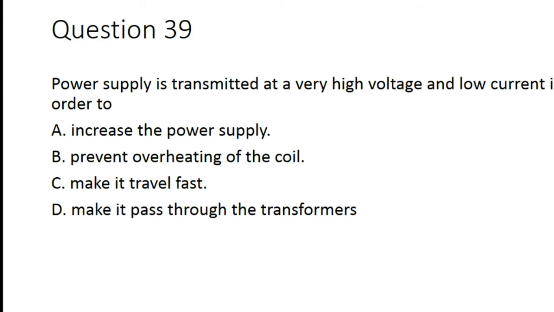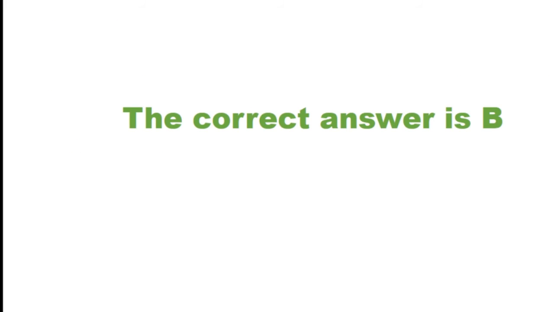39. Power supply is transmitted at a very high voltage and low current in order to A. Increase the power supply, B. Prevent overheating of the coil, C. Make it travel fast, D. Make it pass through the transformer. The correct option is option B. Prevent overheating of the coil. That is why most of the electricity supplied is transmitted at a very high voltage and a low current. This is to prevent overheating of the coil.